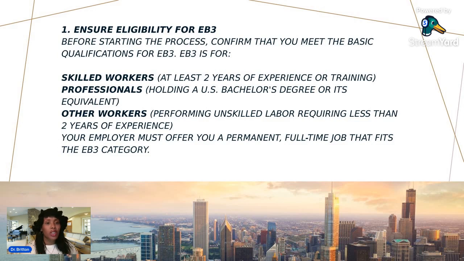So it says for skilled workers, at least 2 years of experience or training. You need to be a professional holding a U.S. bachelor's degree or its equivalent. You need 2 years of experience, and your employer must offer you permanent full-time job that fits the EB3 category. So those are the eligibility. Similar to what I just mentioned for H1B, notice the eligibility for the EB3 visa, which is the green card, are similar.